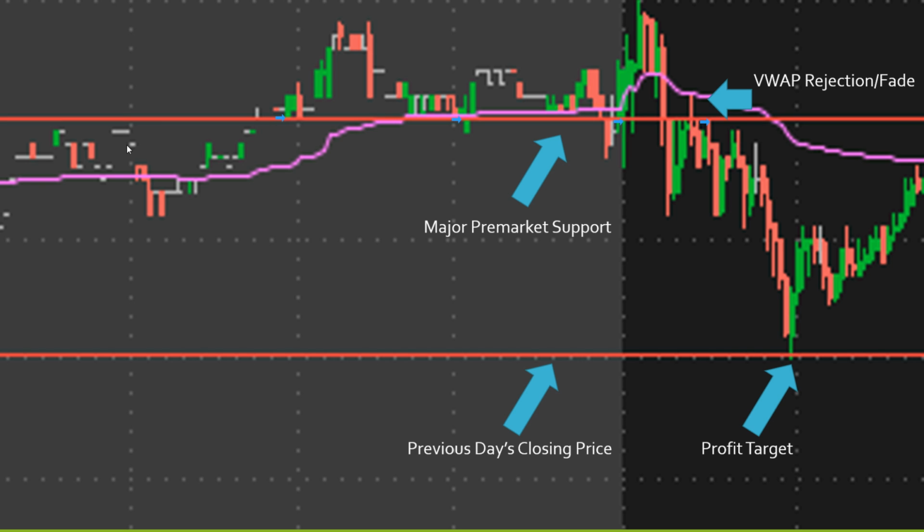What are the two levels in the range we're looking to attack with these type of moves? That's right, Scott. We're looking at the previous close and the major support. In this case, you see the major support here, and you see the previous day's closing price.